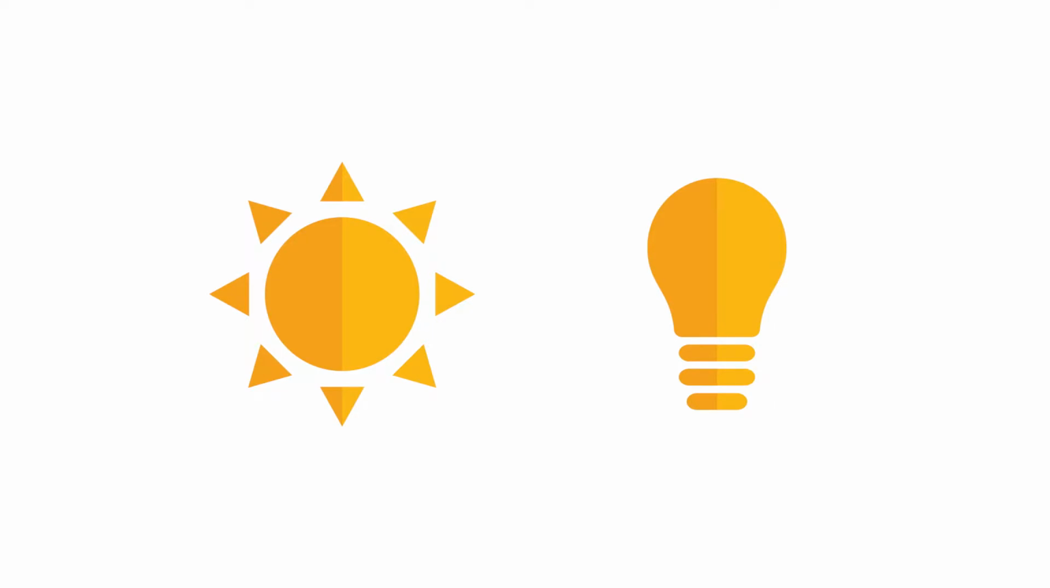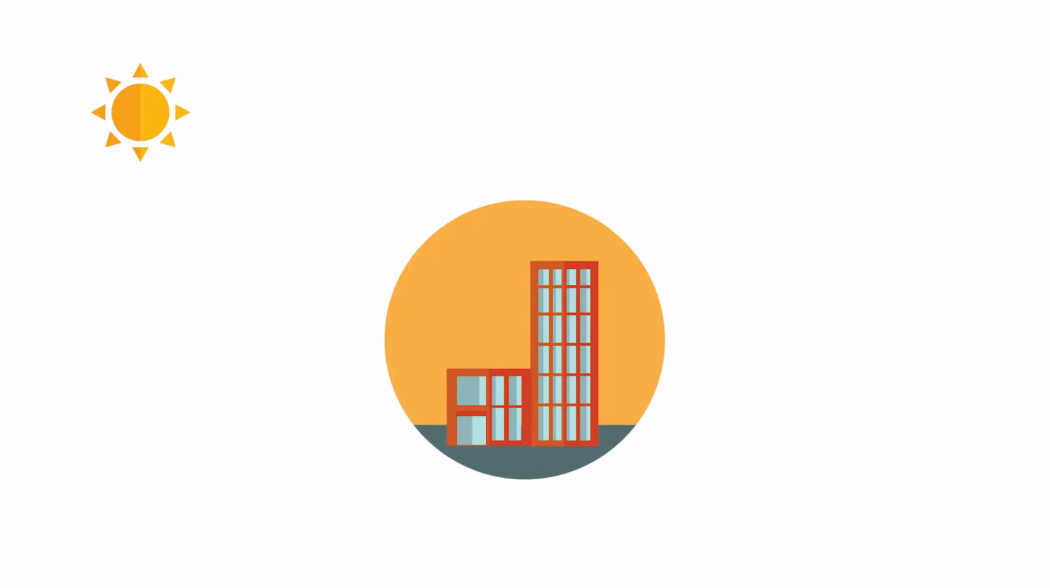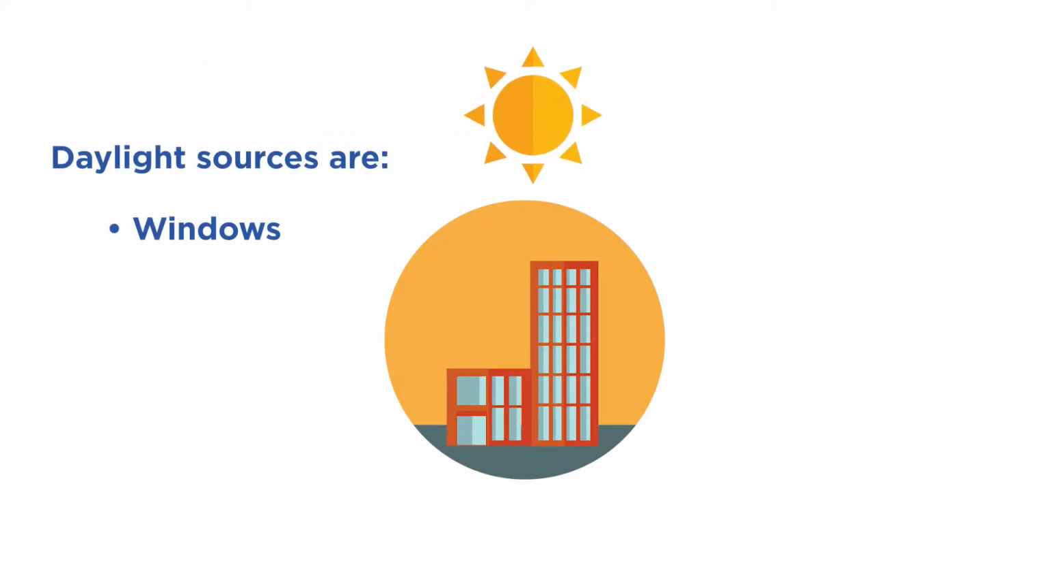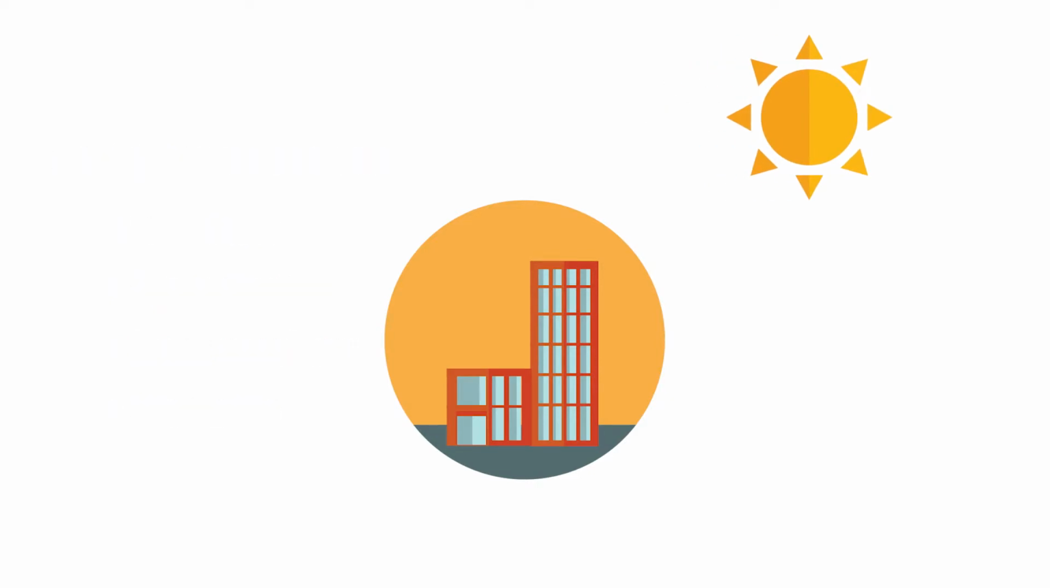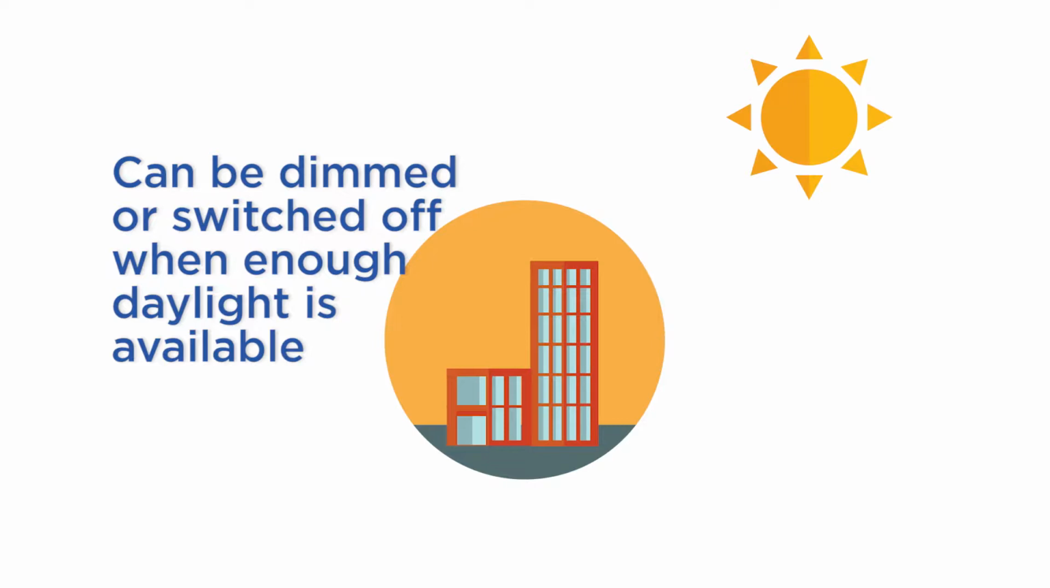Automatic daylight controls are used to reduce electric lighting energy use by reducing electric lighting power in response to available daylight. These controls are required in daylit zones to automatically reduce or shut off lighting when sufficient daylight is available. A daylit zone is a building area considered to be close to a daylight source. In the built environment, daylight sources include windows, clerestories, roof monitors, and skylights. Luminaires installed in daylit areas can be dimmed or switched off when sufficient daylight is available.